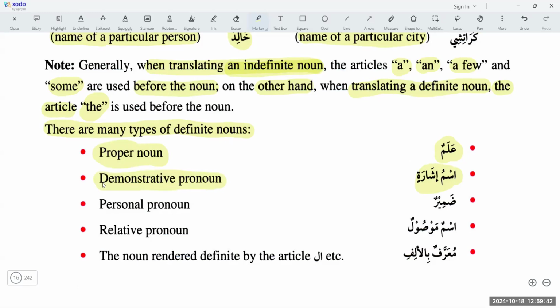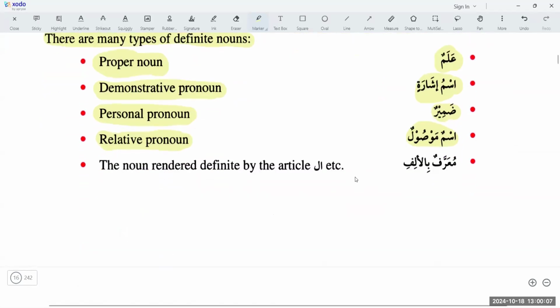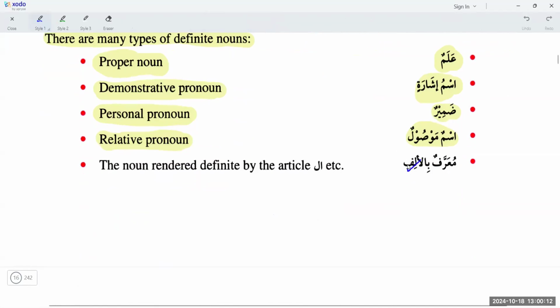Marifa. Then damirun, personal pronouns. All personal pronouns are also definite. Then ismun mausulun, relative pronouns. Relative pronouns are also ism marifa. Mu'arafun bil lami, not bil alafi. Bil lami.